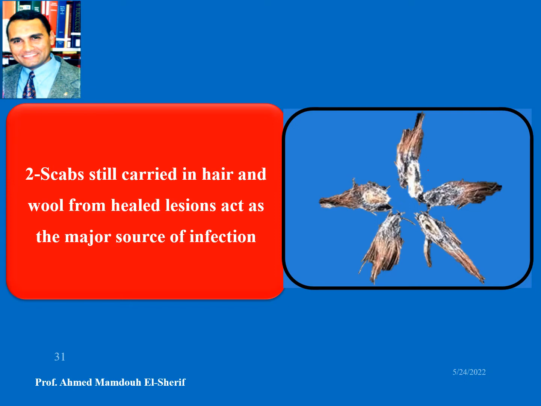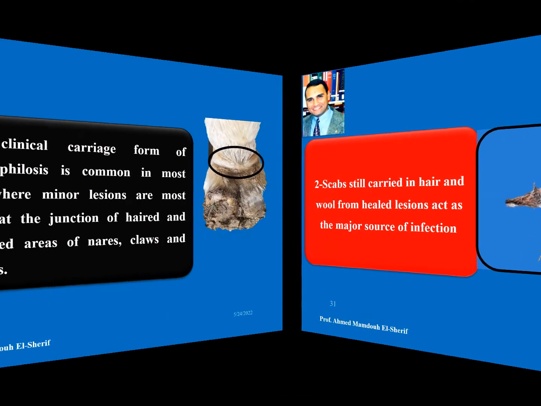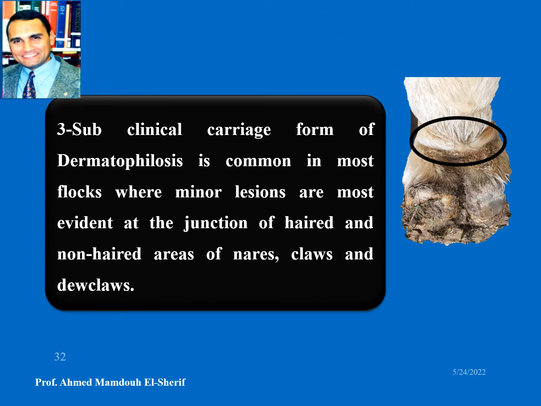Scabs carried in hair and wool from healed lesions act as the major sources of infection. Subclinical carriage form of dermatophilosis is common in most flocks, where minor lesions are most evident at the junction of hair and non-haired areas of nares, claws, and dewclaws.